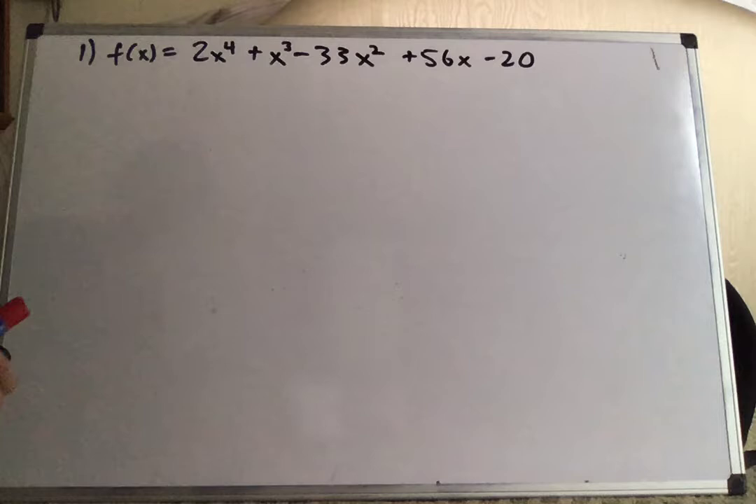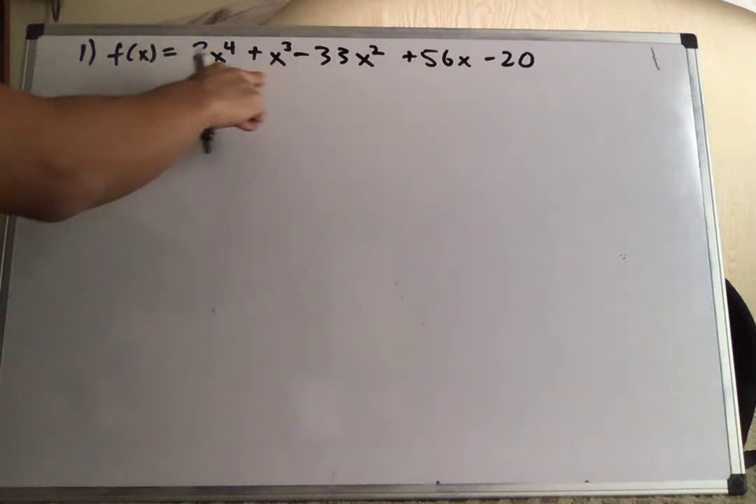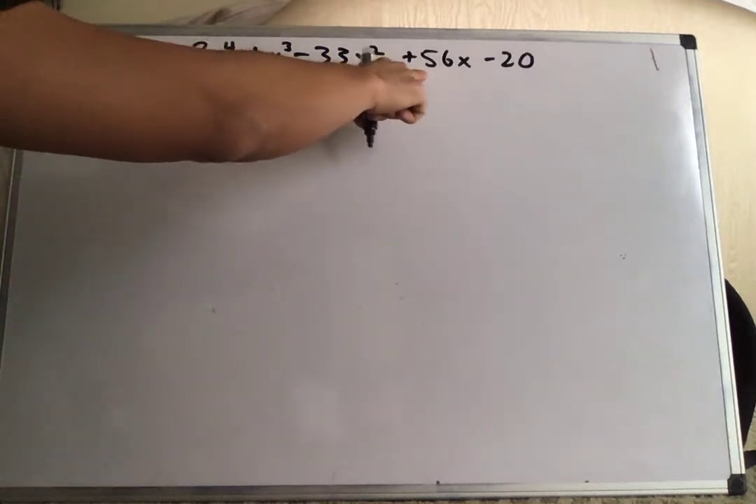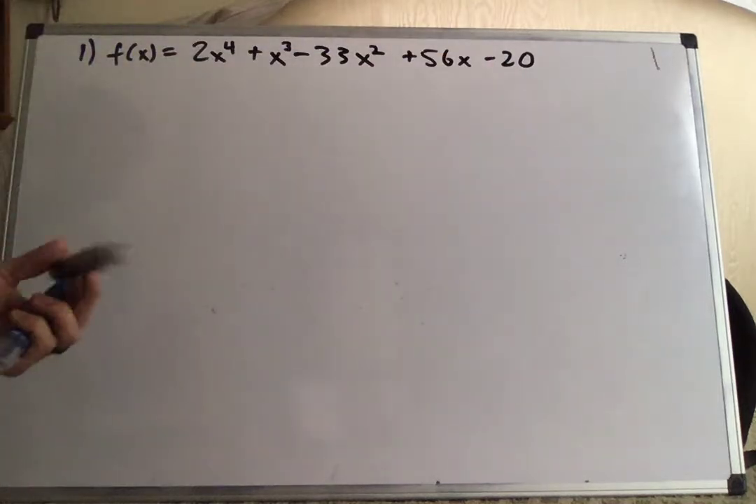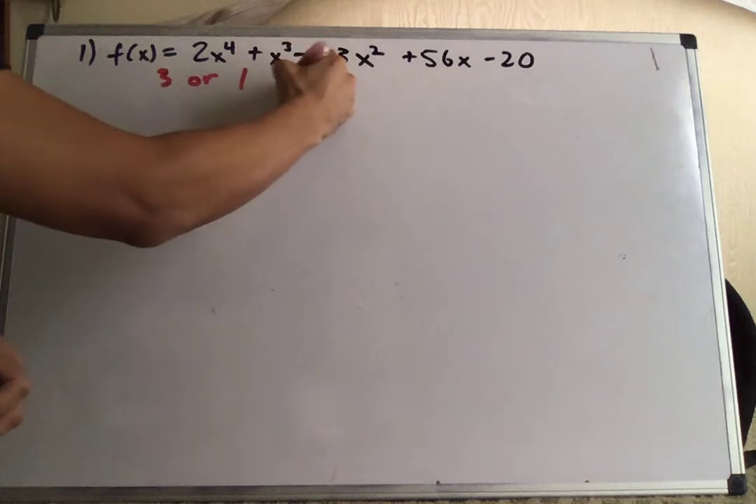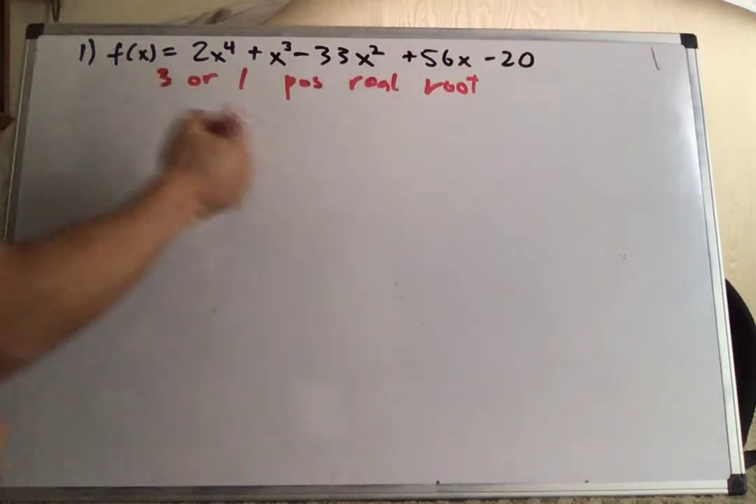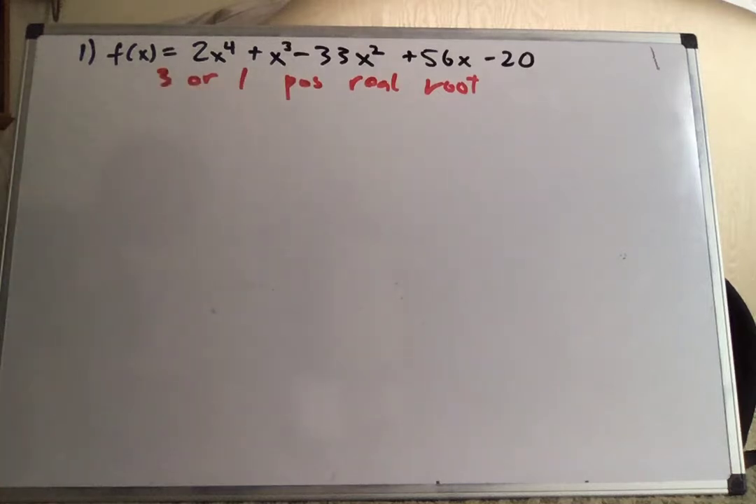So I'm going to first check how many positive real and negative real roots I should expect, or zeros. Starting from positive to negative, it's one sign change, two sign changes, three sign changes. That means I have 3 or 1 positive real root. That's good news because I'm at least guaranteed to have 1, and then maybe 3.